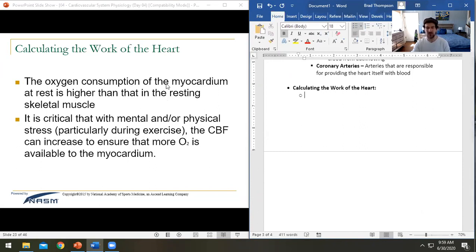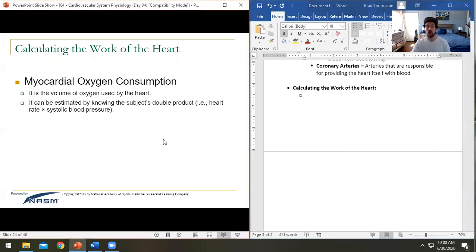Oxygen consumption, right, is obviously a big part of this. Oxygen consumption of your myocardium, the muscular part of the heart, at rest is higher than in skeletal muscle, and we know that because there's a lot more mitochondria in your heart muscle, so obviously it's going to consume more oxygen. Because of that, whenever we have mental or physical stress, our cardiovascular system has to be able to increase in order to supply more oxygen. We have to have the ability to increase our oxygen consumption in response to higher levels of stress.